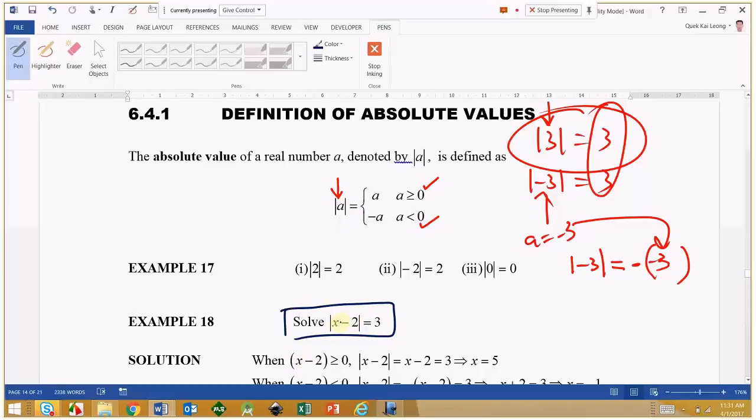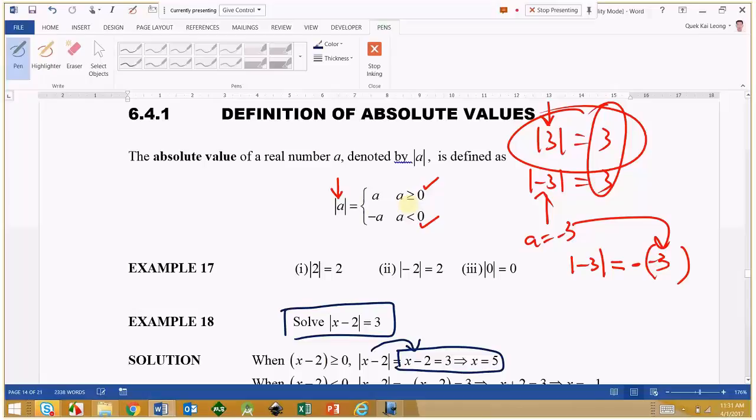If your x minus 2 is greater than 0, when you remove the absolute, it will just become x minus 2 without a negative sign. So x minus 2 is equal to 3 when you remove the absolute sign. That is the case where x minus 2 is greater than 0. This part here.